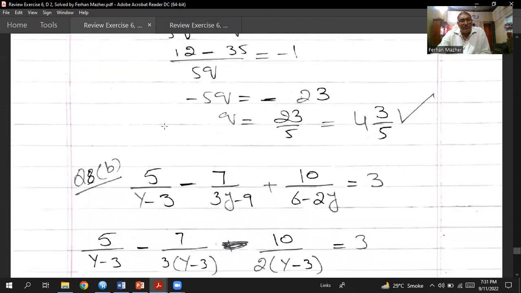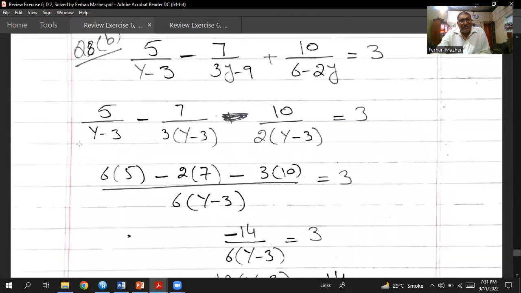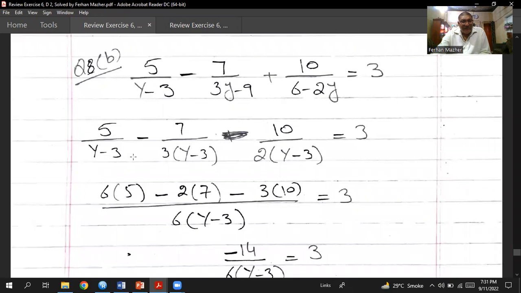Okay, so here we go. Question number 8, B part. So 5 divided by y minus 3 minus, here you can see I can take 3 common, so 7 divided by 3 bracket y minus 3 bracket close. Here I can take minus 2 common, so when I take minus 2 common, this positive will become negative: 10 divided by 2 bracket y minus 3 bracket close equals 3. Their order has changed due to this negative common.